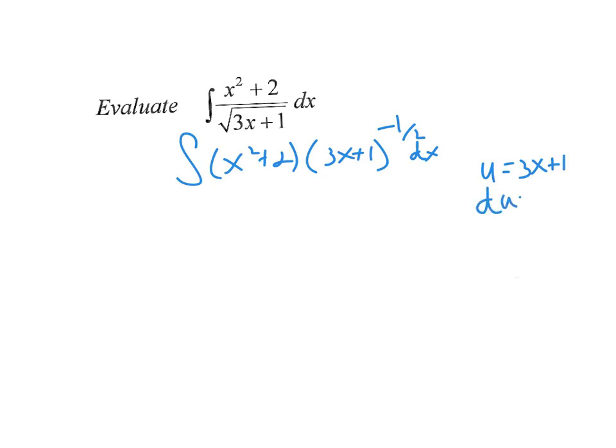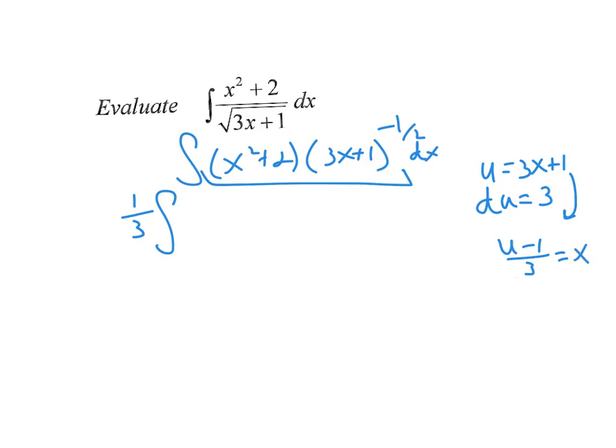Your du has to be 3, which there's no 3 by itself here. So I'm going to have to integrate a 1/3, because I have to take that 3 out. That's not present in the original equation. I'm going to have to solve for x, so I get u minus 1, over 3, equals x, okay? And then you substitute that back in.